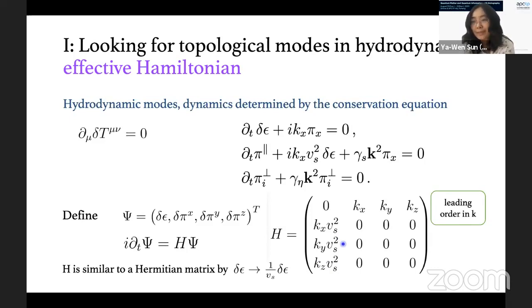So we do not have dissipative effects at leading order in K. And in the following, we will first focus on leading order in K effects. And afterwards, we will introduce K squared terms. So now we only have this leading order in K.